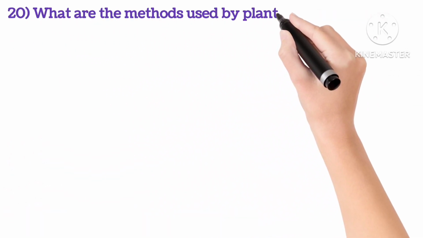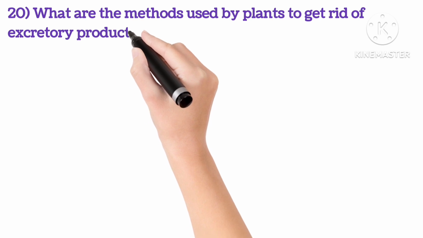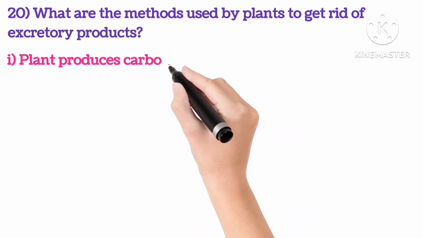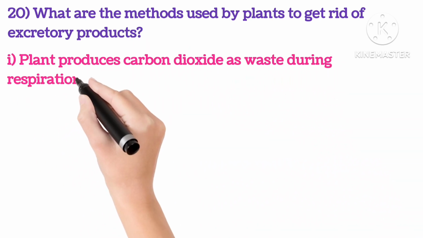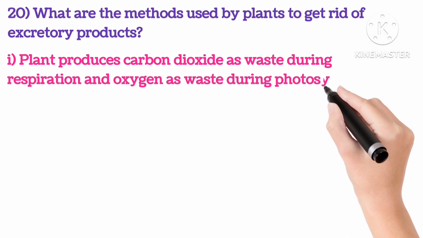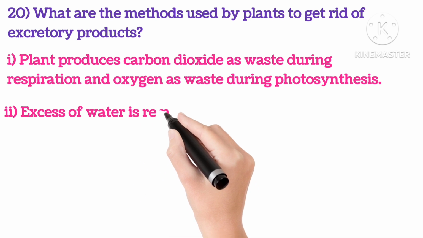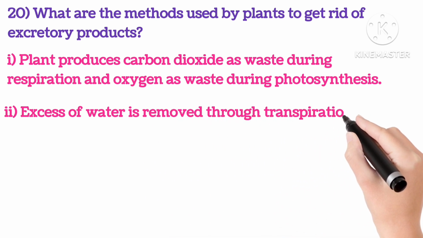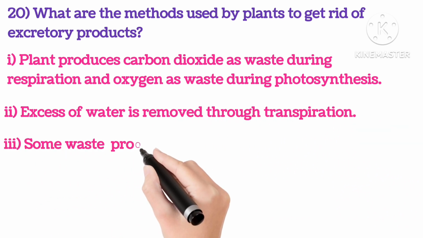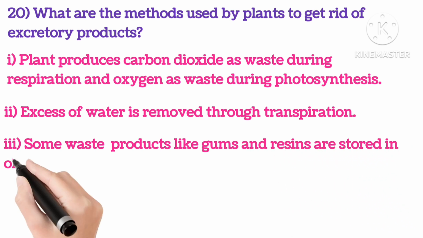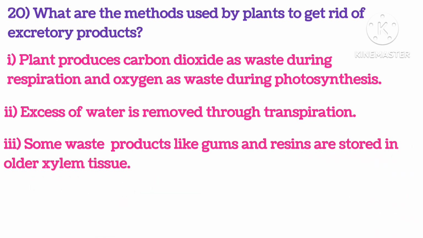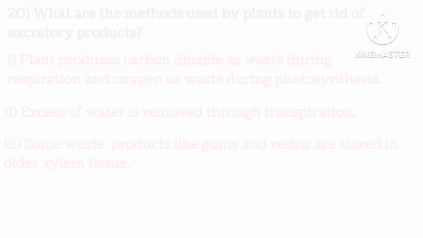What are the methods used by the plant to get rid of excretory products? First method is that plants produce carbon dioxide as waste during respiration and oxygen during photosynthesis, so gaseous exchange. Second, excess water is removed through transpiration. And third, some waste products like gums and resins are stored in the older xylem tissue.